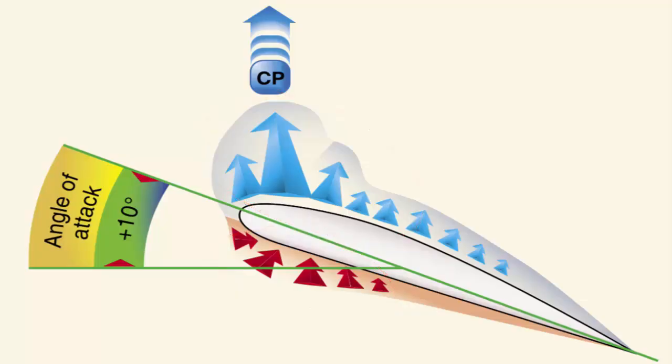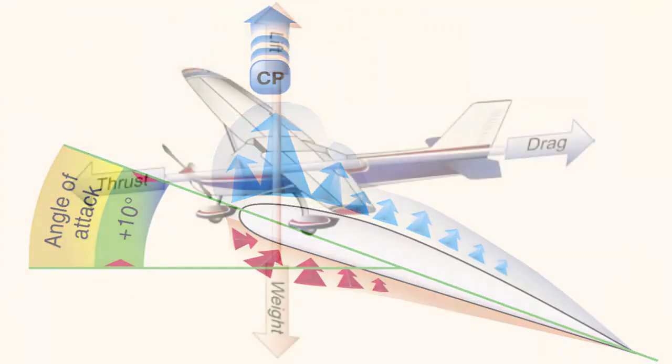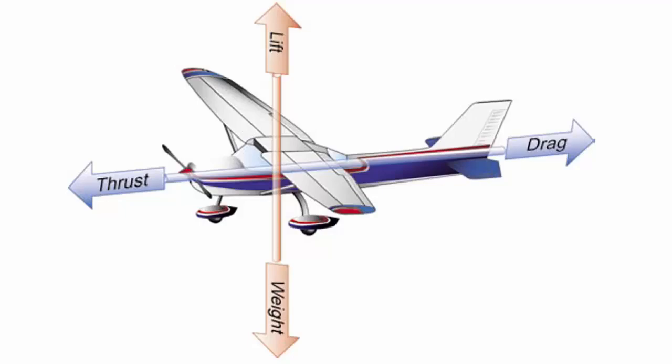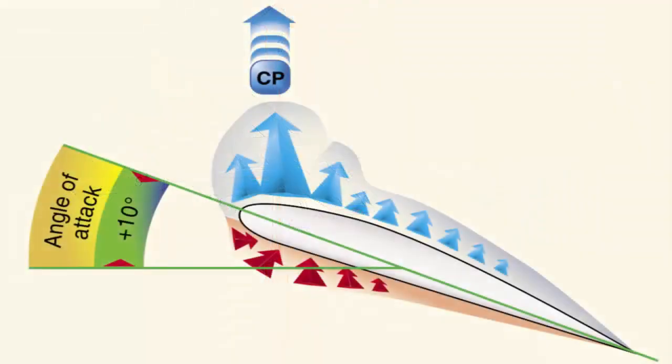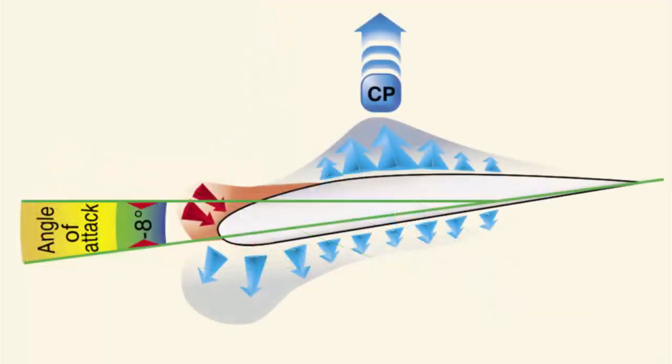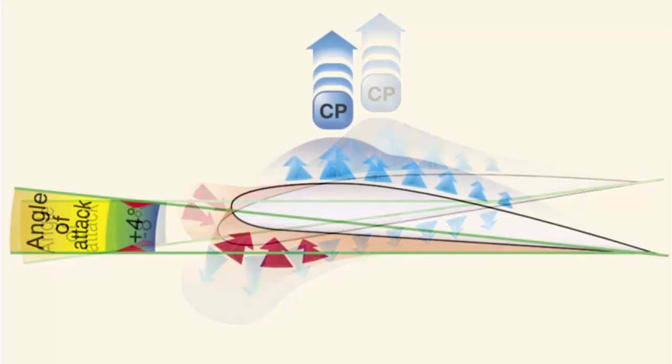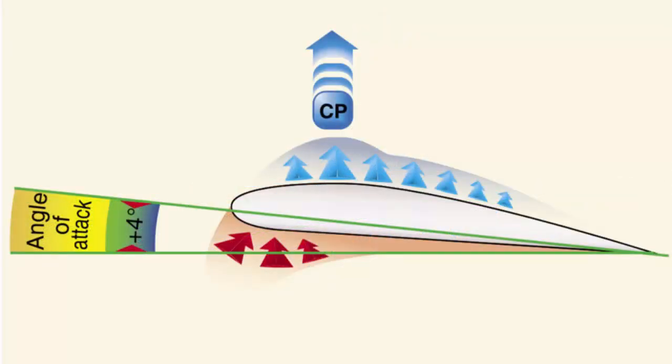The average of the pressure variation at any given angle of attack is referred to as the center of pressure, or noted as CP. All aerodynamic forces act through the center of pressure. At high angles of attack, the center of pressure moves forward, while at low angles of attack, the center of pressure moves aft. This center of pressure travel is very important, since an airplane's aerodynamic balance and controllability are governed by changes in the center of pressure.